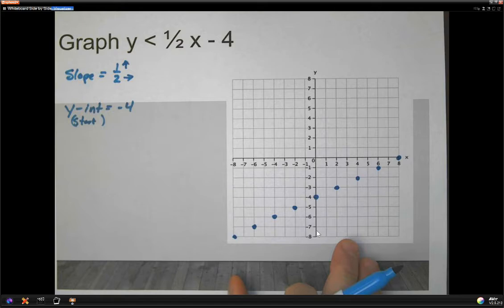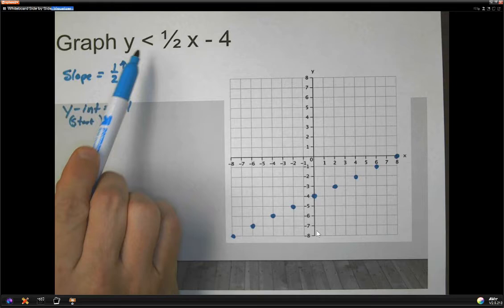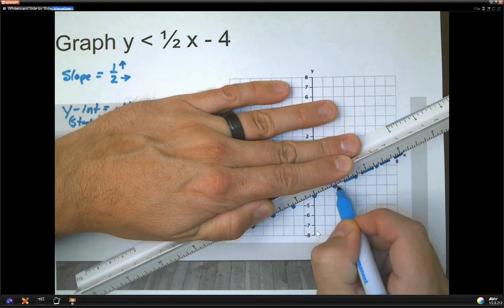Then from here, we have to decide, is it going to be a solid or dashed line? That's where I go to the inequality symbol. I notice that it is not equal to. That means that every point on this line is not part of the solution. So that means it's going to be a dashed line. So I'll go ahead and draw a dashed line to represent this.